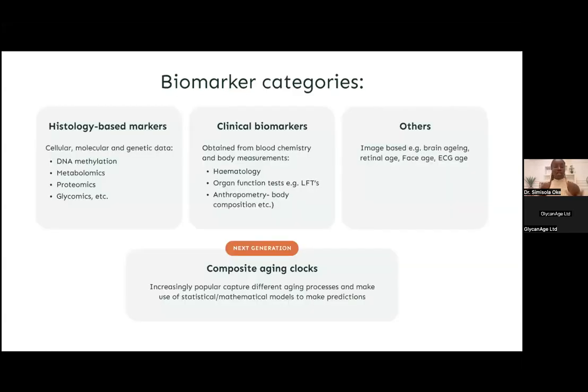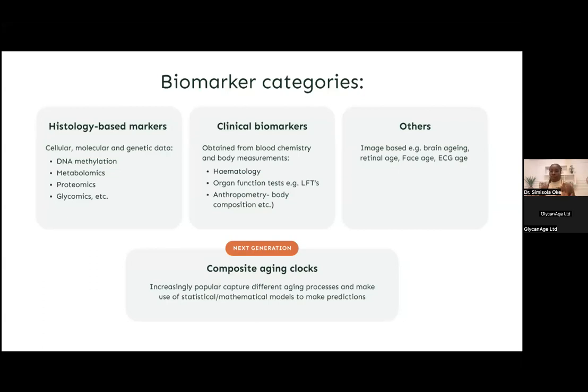So I did a lot of reading and digging and looking at the research in the space, and there is a lot of information out there, and it can be a little bit confusing, especially when it comes to biomarker categories. There are lots of different ways that you can categorize biomarkers, but here I've just chosen what I would consider to be the main categories. First of all, you have these histology-based markers. These are markers that tend to be focused on your cellular, molecular, genetic data. So in that category, you have your epigenetics, so your DNA methylation, you have your metabolomics, your proteomics, and your glycomics, all these different areas of study.